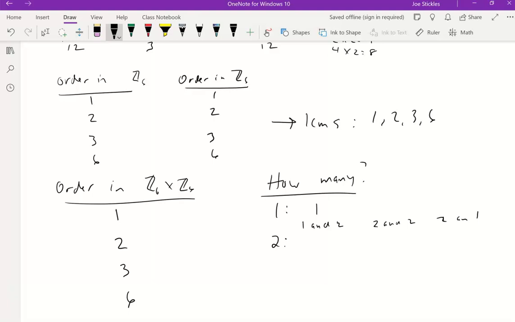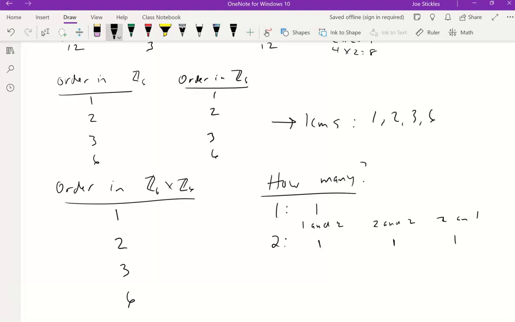Remember, in a cyclic group, the number of elements of order D is phi of D, right? Doesn't matter what the divisor is. The number of elements of that order is the Euler phi function of that order. So the number of elements of order 2 is 1. Or the number of elements of order 1 is 1, right? So there's only 1 total here, 1 total here, 1 total here, right? Because there's only 1 element of order 1 and 1 element of order 2.